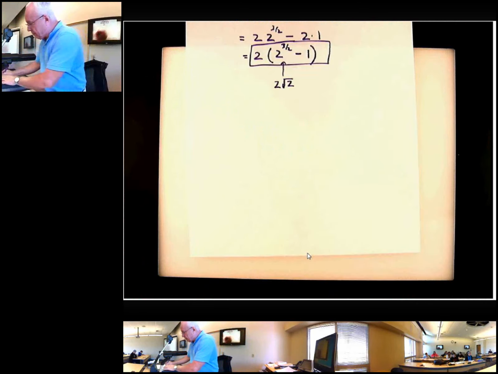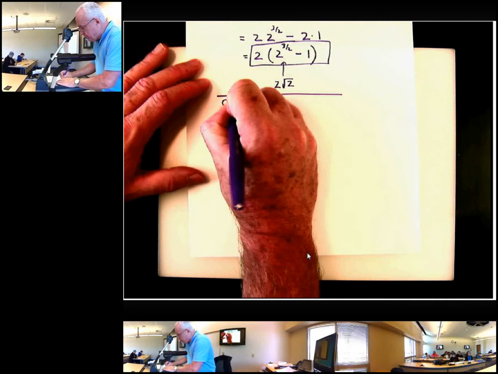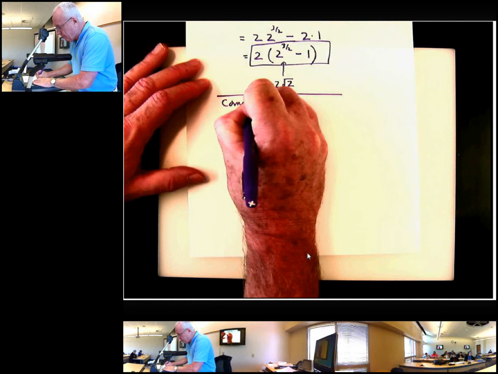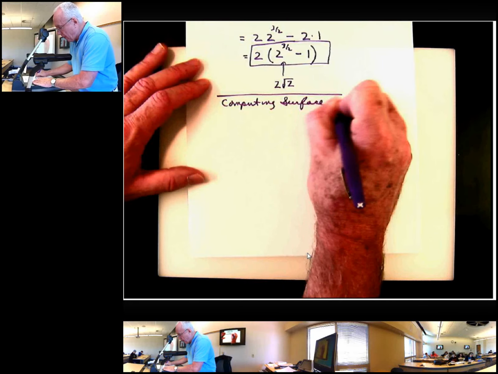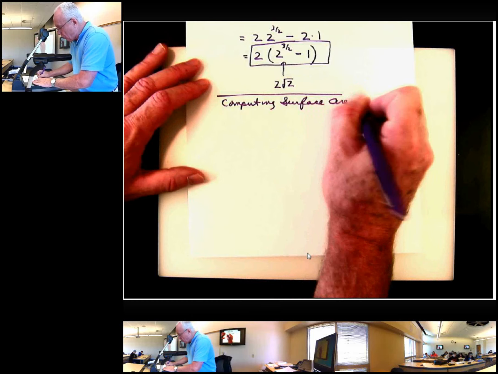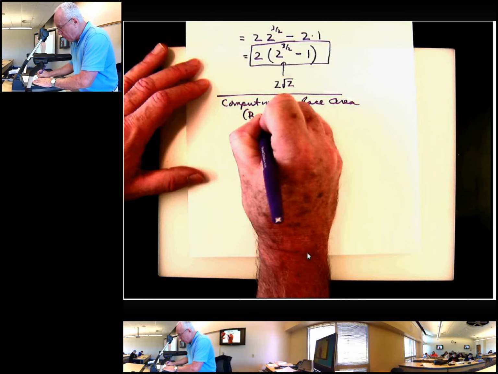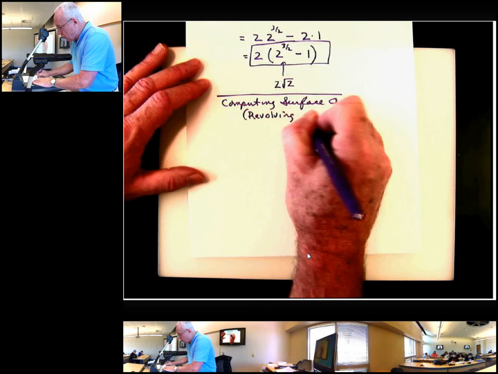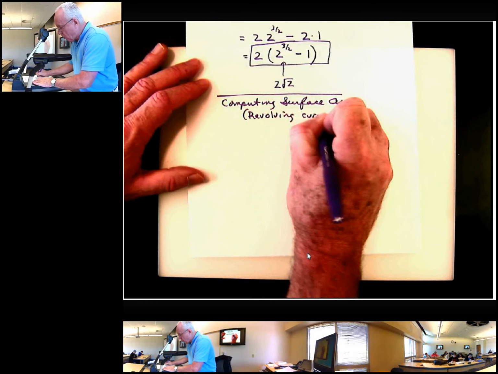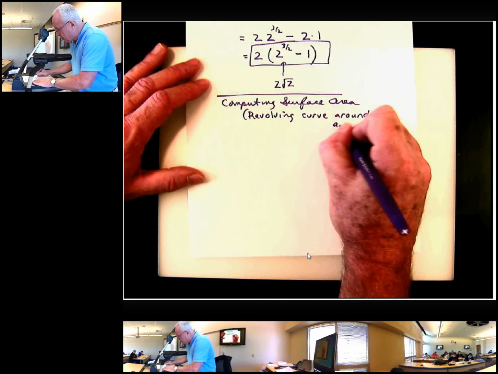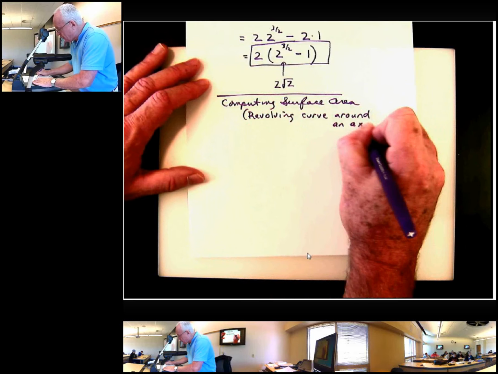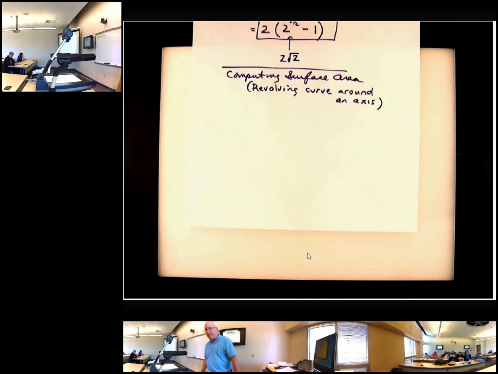All right. So this is now computing surface area, where we're revolving a curve around either the x-axis or the y-axis. So I'll just say revolving a curve around an axis.